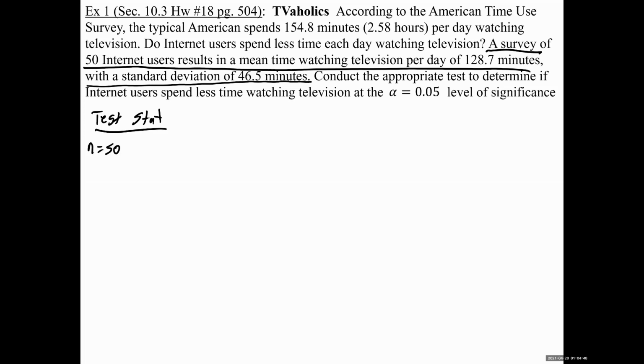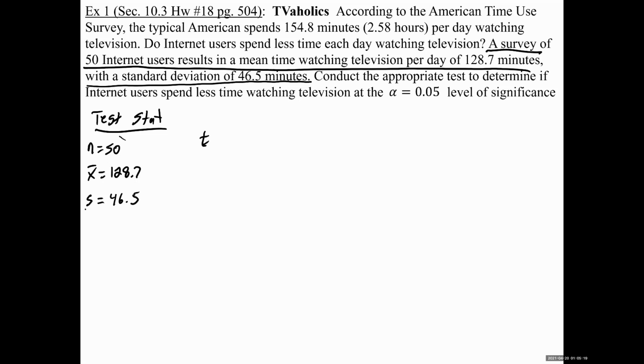So they talked to 50 people, 50 internet users. They asked each one of them, how long do you spend watching television per day? They didn't give us those 50 data points, but they said they calculated the average. That was 128.7 minutes, the sample average. And the sample standard deviation of those 50 answers was 46.5 minutes. So that's the sample information. So you write that down and then you plug into the test statistic formula.